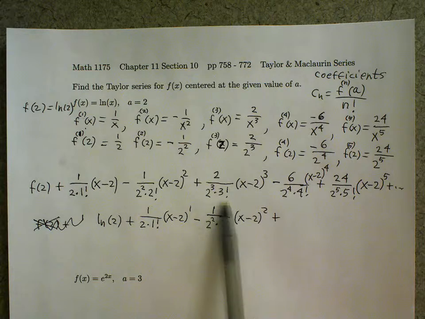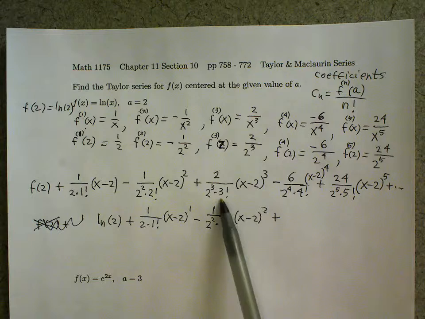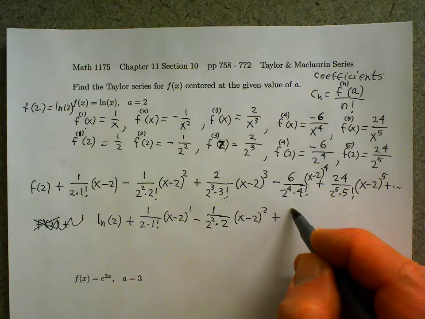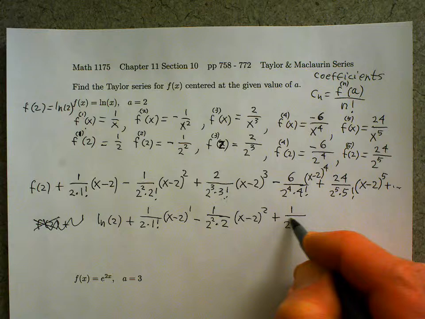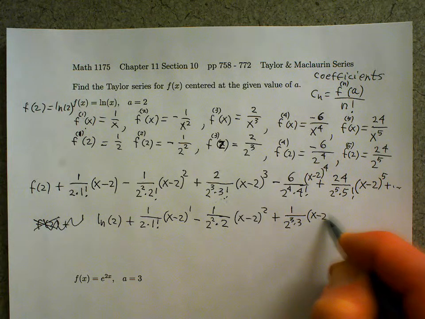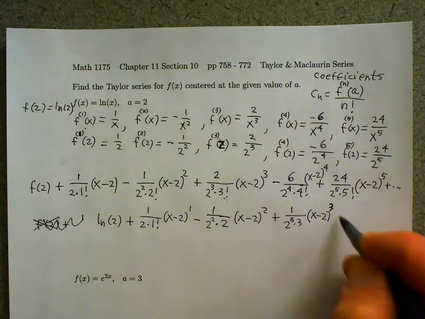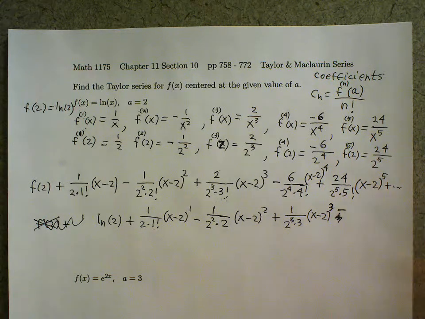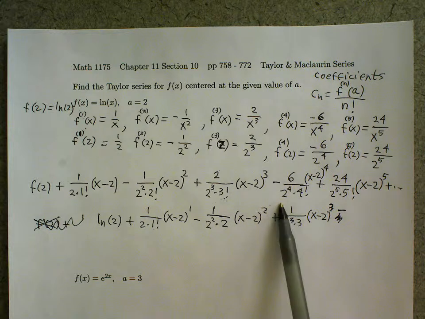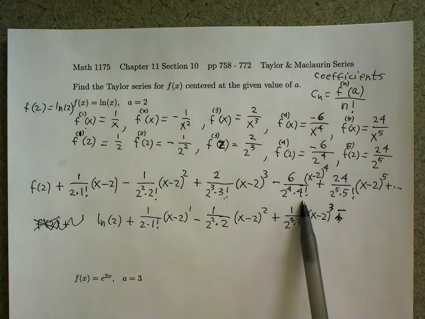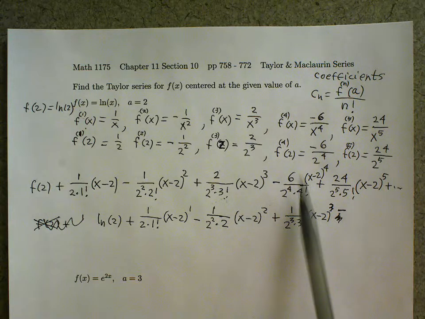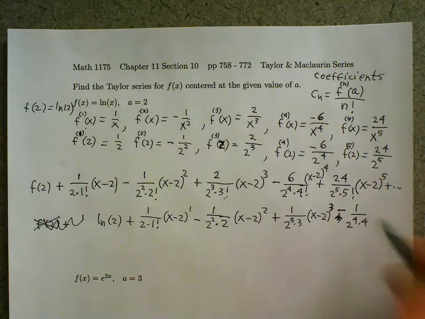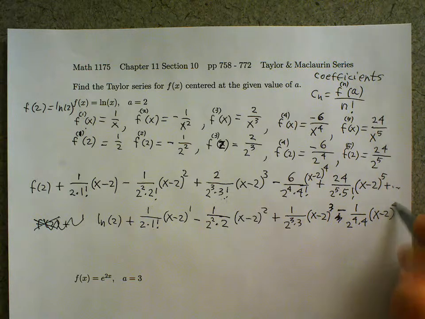Okay, notice on the next one, 2 divided by 3 factorial simplifies to 1 over 3. So we can write this as 1 over 2 to the third times 3 times x minus 2 to the third. So we have room for one more term, but we'll be able to see the pattern. We have minus 6 over 2 to the 4th times 4 factorial. But 6 divided by 4 factorial is 1 over 4. So we have minus 1 over 2 to the 4th times 4 times x minus 2 to the 4th, and so on.